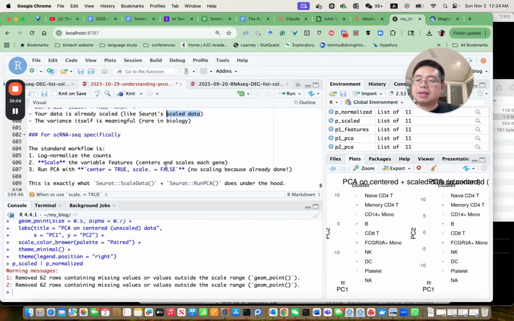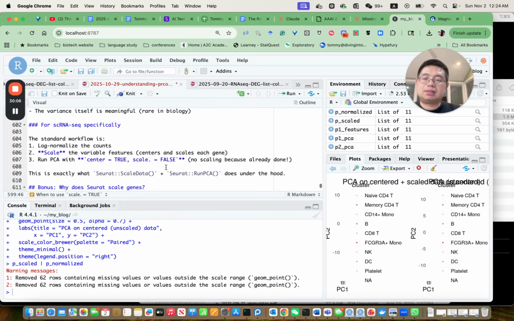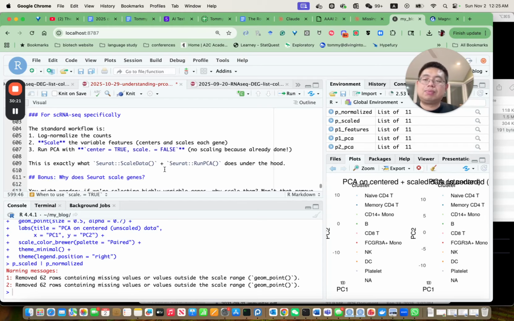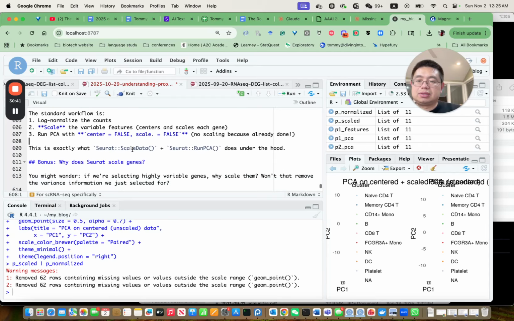So for single-cell RNA sequencing analysis specifically, you always log normalize the counts by the library size and then log transform it. And then you scale the variable features, center and scale, both. And then you run PCA using center equals true and scale equals false. Actually, center equals false, because after the scaled data in Seurat, it's actually both centered and scaled for all the genes, the most variable genes.